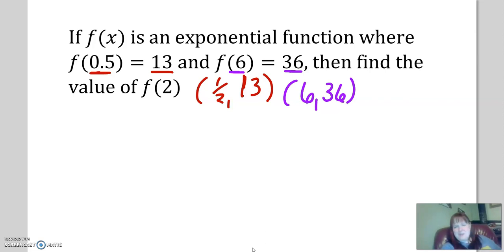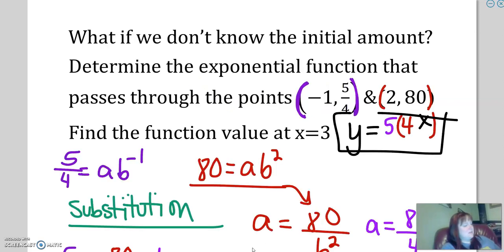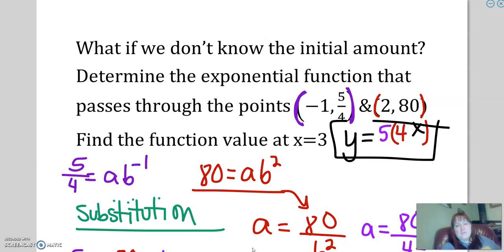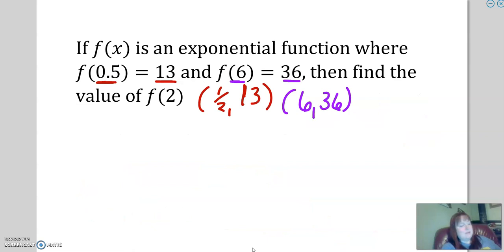Oh, you know, on the last one, I think we forgot to plug back in 3. Didn't it ask to find the value when x equals 3? So you just plug in 3 for x there. All right, back to reality.